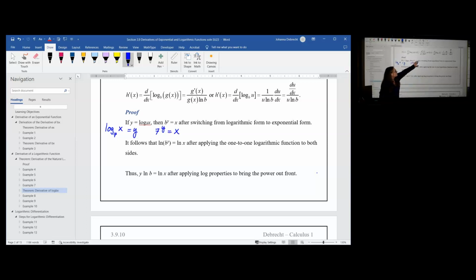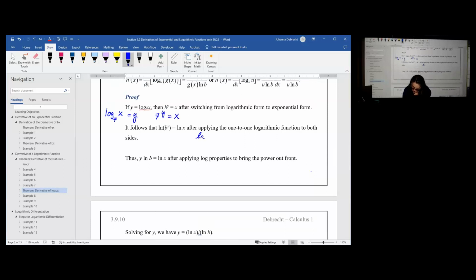This gives us b to the y equals x in general. Now, I need to get my hands on the y, since that's what I'm trying to find the derivative of. It makes sense, after applying the one-to-one logarithmic function to both sides, that it should still be equivalent. What I want to do now is go ahead and apply the natural log to both sides of the equation. So, for example, in my set, I'm going to have the following.